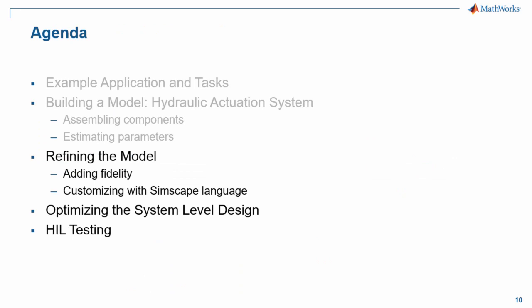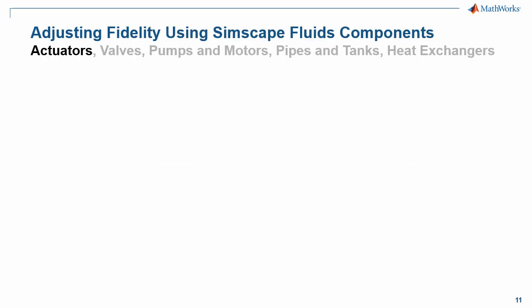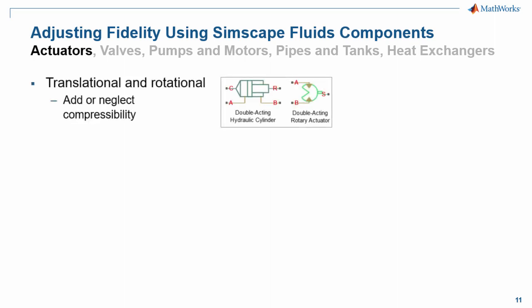Now we'll take a look at some of the options for refining your model in Simscape Fluids. There are a wide range of components available in Simscape Fluids for your fluid power system models. We'll take a look at a few of them here and the options that they offer for adjusting fidelity. There are a wide range of actuators in Simscape Fluids, including both translational and rotational actuators. You can add or neglect compressibility in these components depending on the needs of your simulation.